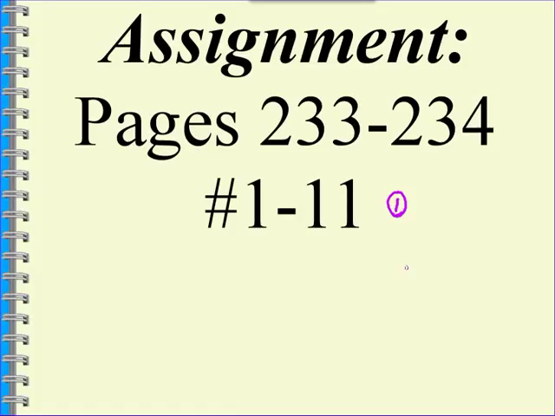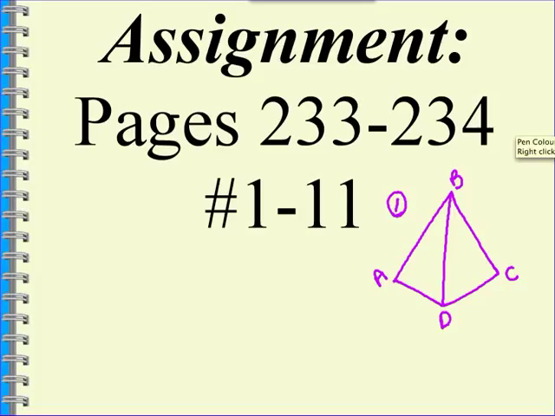A, B, C, D. So here's A, here's B, here's C, here's D. Now let's fill in what we know. We know that what is congruent to what? A and C. A and C are the same, so that's what we're going to mark. That's where we're going to start. We know that ABD is congruent to CBD. So we know this is congruent to this. Now we want to see, is AB congruent to CB?